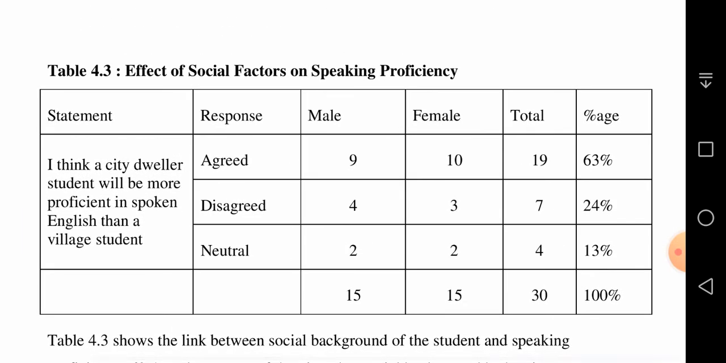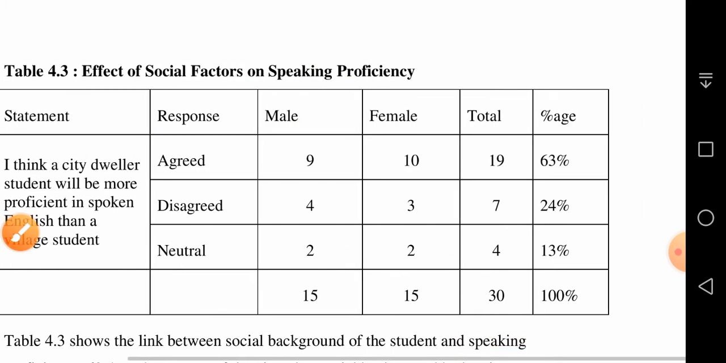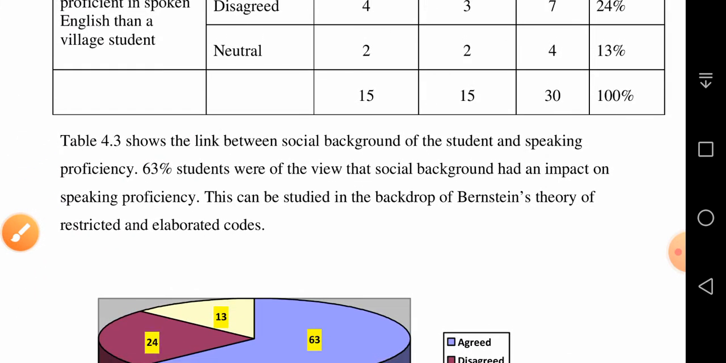So responses: agreed means strongly agreed and agreed together. So 9 male students agreed and 10 female agreed, and in the same way other data is mentioned. So total out of 30, 19 students agreed that students who live in cities are good at speaking, and students who live in villages are not good at speaking.